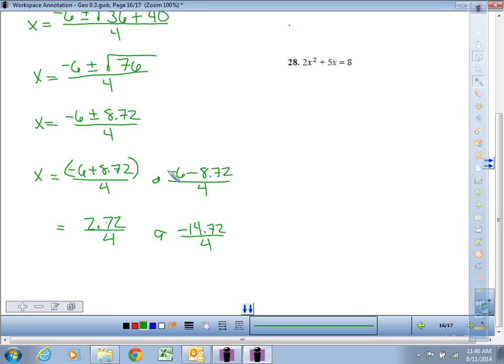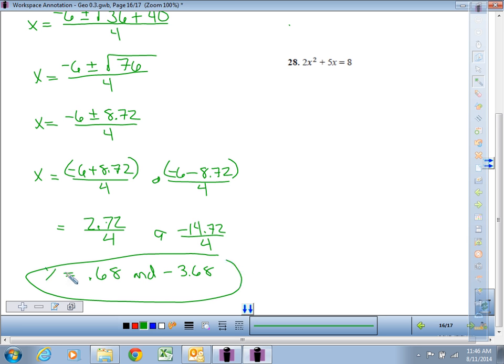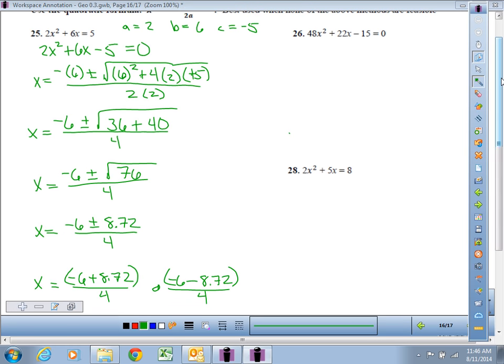Now, if you wanted to use parentheses in your calculator, you could, if you put parentheses around that stuff in the top. And what we would end up with is we would get 0.68 and negative 3.68. There's our two solutions. Now, those are by no means pretty answers, and that's why this equation was unfactorable. That's probably why we had such unpretty answers.